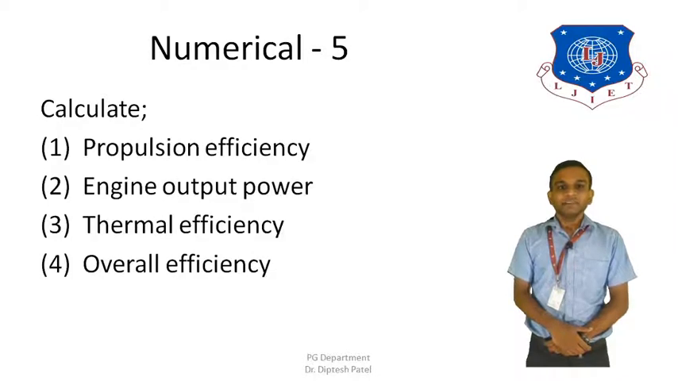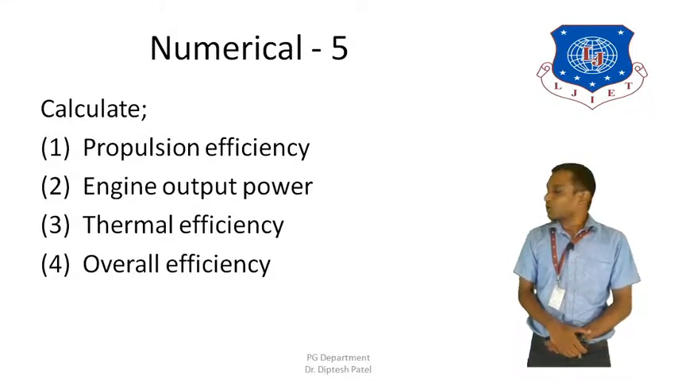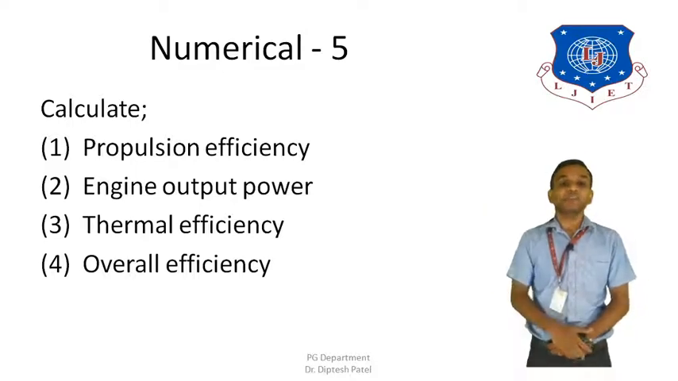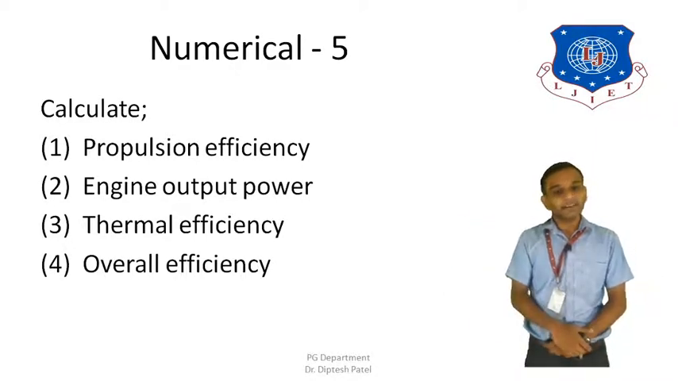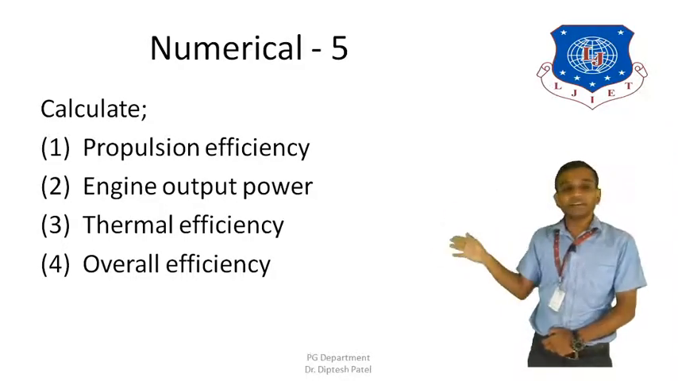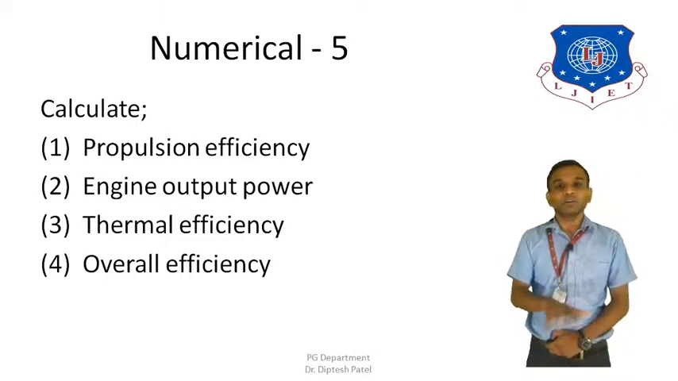Find, so these are the different things that we need to calculate. The first thing is the propulsive efficiency of the rocket body, so eta P, that is the first finding. Second one is the engine output power, the power which can be obtained at the output of the engine. Third one is the thermal efficiency of the rocket engine, so eta T, and the last one is the overall efficiency, eta O. So these are the four different calculations that we need to make to solve this example.